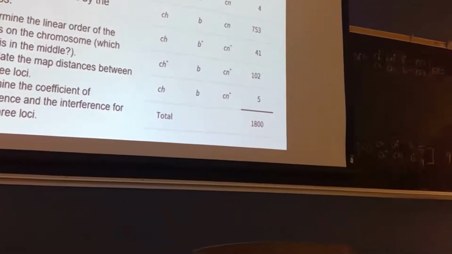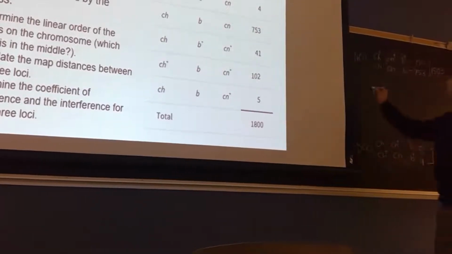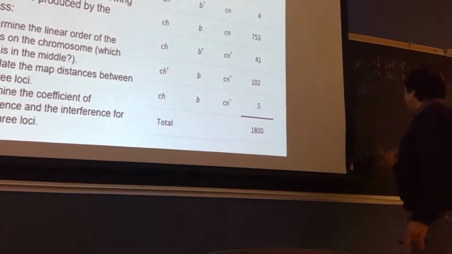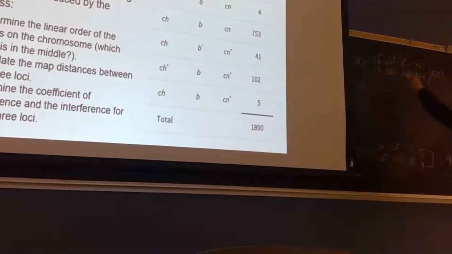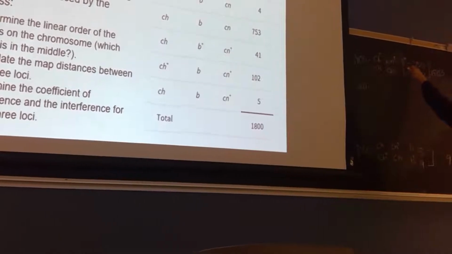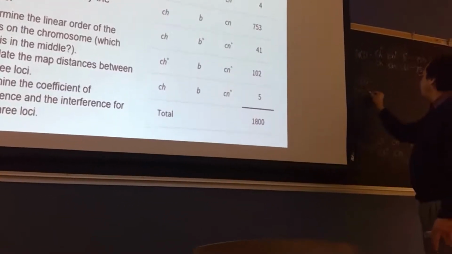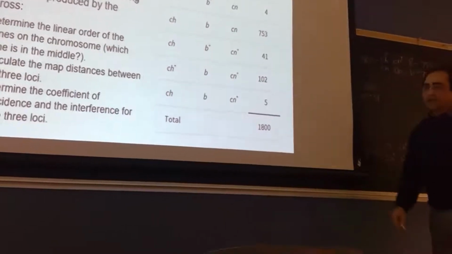Okay, this is the correct order. Now the single crossover type. Now find the single crossover type: single crossover between the first two genes, CH and Cn. So single crossover between CH and Cn. What is that?